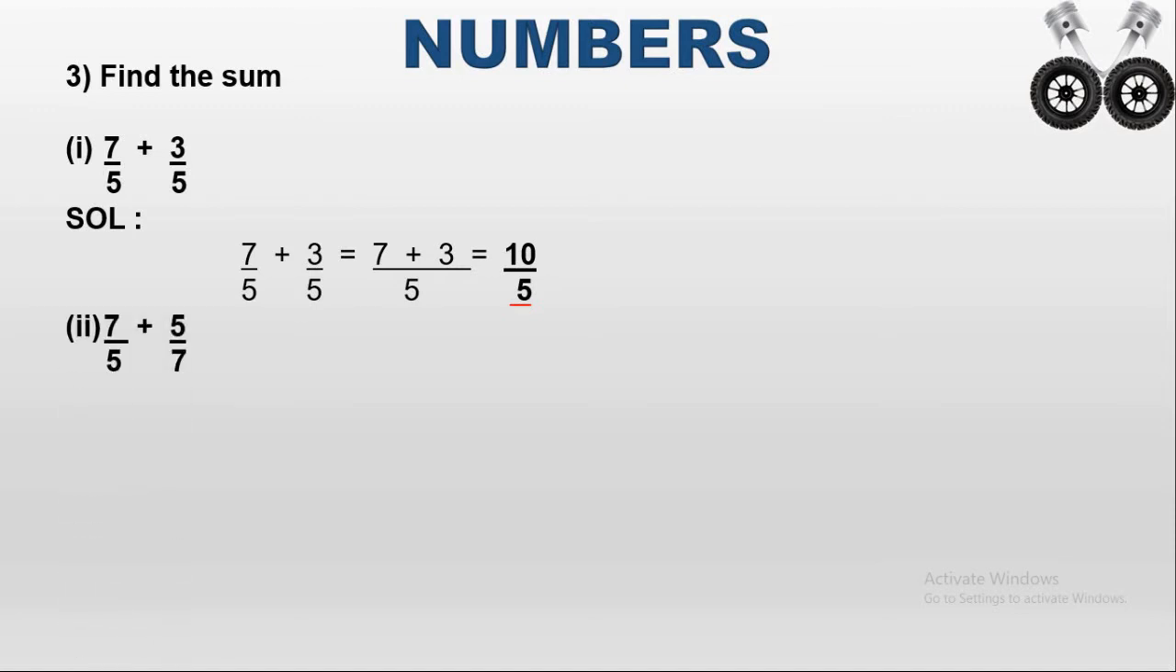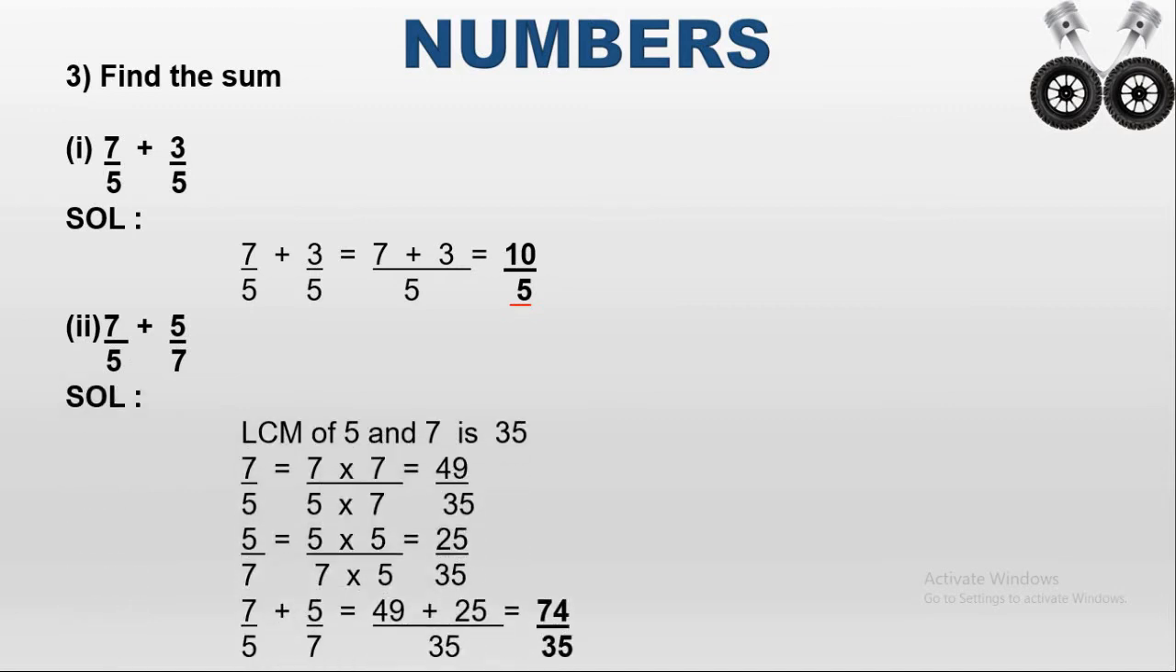Second question is 7 by 5 plus 5 by 7. Here 5 and 7 are different denominators. So if the denominators are different, we have to find the LCM. So here 5 and 7 are the co-prime numbers. If it is a co-prime number, we just multiply the numbers. So 5 into 7 is 35. So the LCM for 7 and 5 is 35.